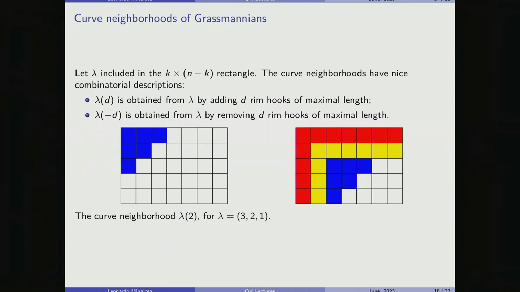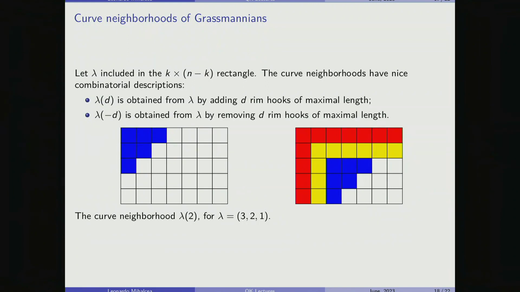And I'm looking how far I can get inside the Grassmannian. So what's the Schubert variety? This is now indexed by dimension, so the dimension has to grow. I have to have more boxes. I'm just adding 2 maximal rim hooks, and these are with red and yellow.